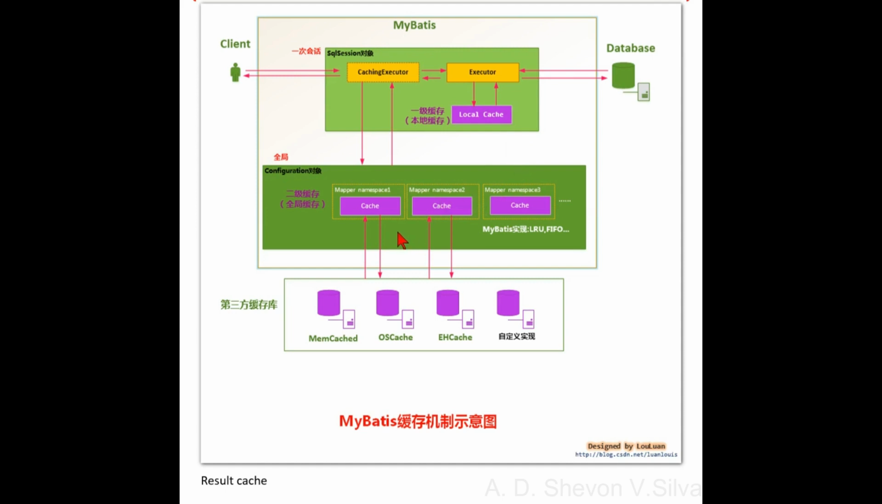Statement level cache, secondary cache, caching executor: a level of caching is added to the statement, and the other logic is delegated to other executors. The implementation of the cache uses the decorator pattern.